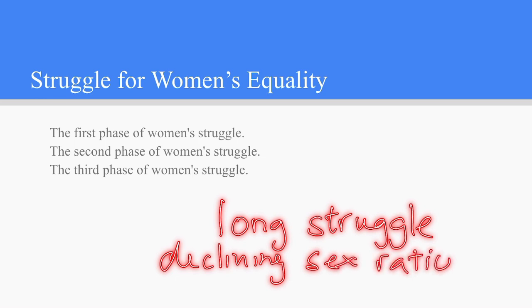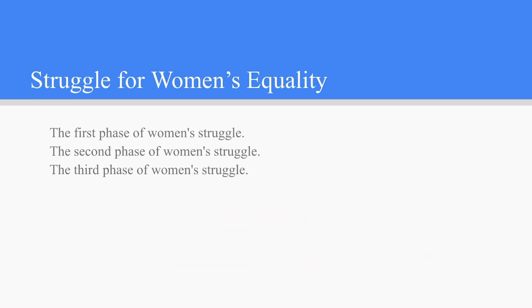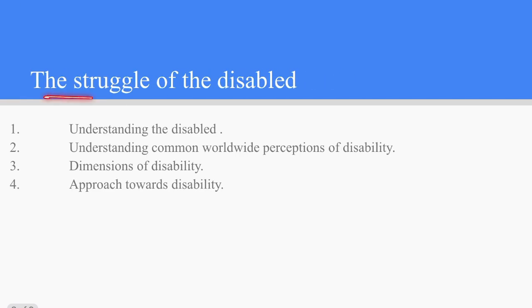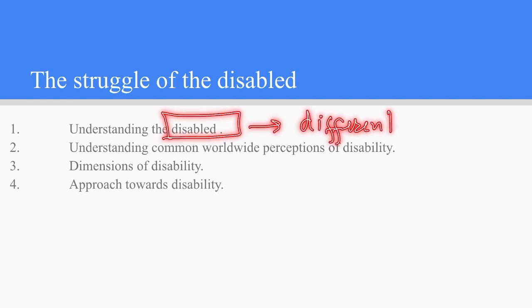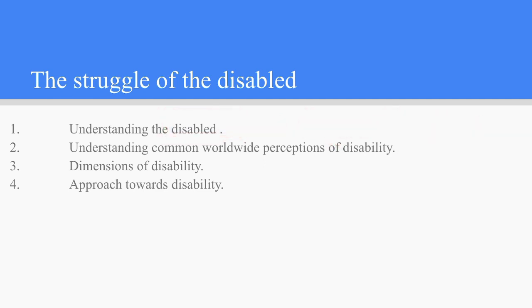Now let's move on to the struggles of the disabled. Their struggle is something that has come into the forefront in recent years. Now let's look at what we mean by disabled. Well, disabled are differently able. That is, society operates in such a manner that it does not cater to their needs and treats them as physically or mentally impaired.